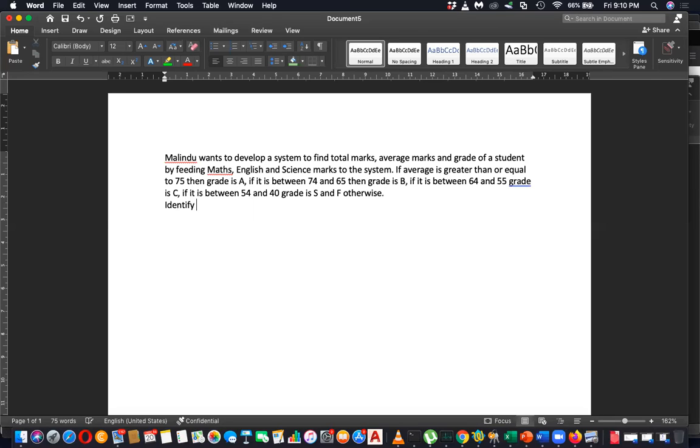Identify the inputs, outputs, decisions, and processes. Draw a flow chart and write pseudocode.